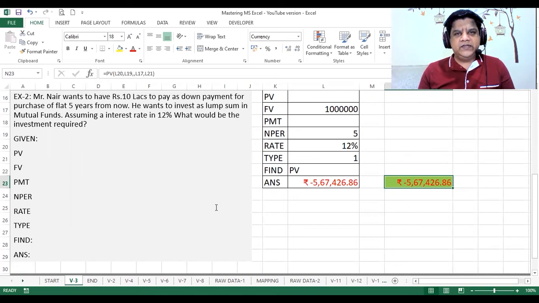I hope both of these examples were clear to you. These were very simple examples because this is level 1 calculation. We'll go ahead and do level 2 and level 3 calculations also. This takes me to the end of this video.